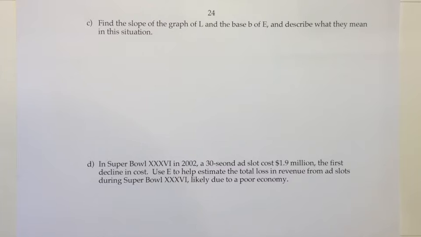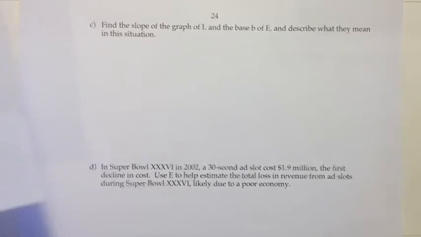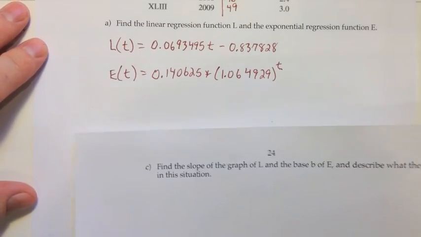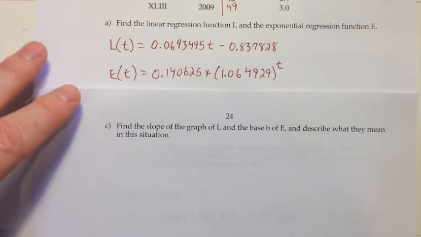Alright, so continuing on with that problem, let's look at part C. Find the slope of graph L and the base of E and describe what they mean in the situation. So we have these two different kinds of models, one for a linear pattern, one for an exponential pattern, but then the numbers we get from those also get interpreted in different ways. So let me bring in that previous page so we can look at those two functions.